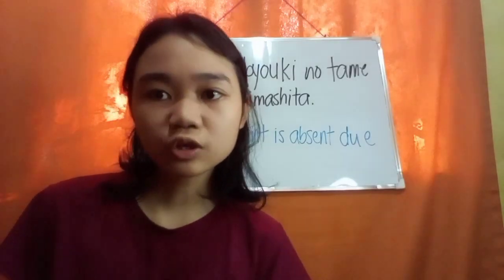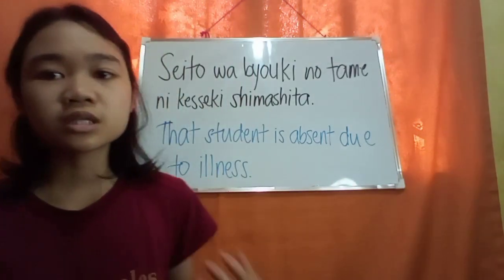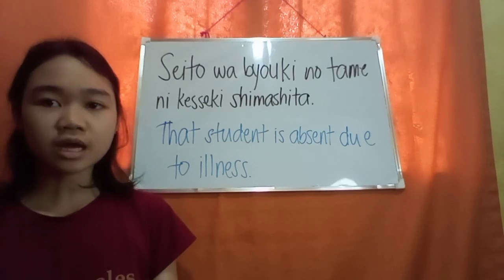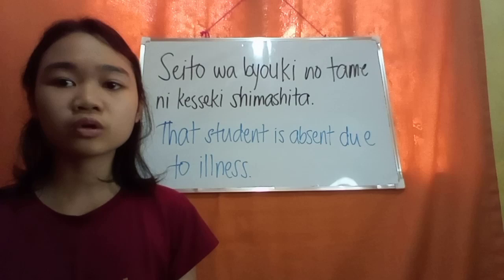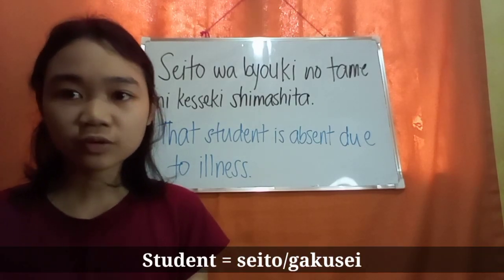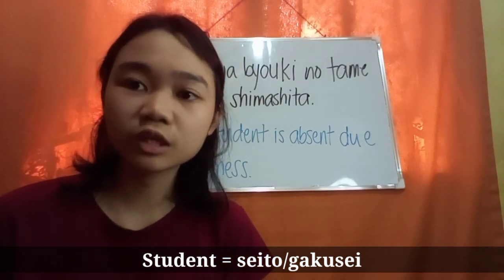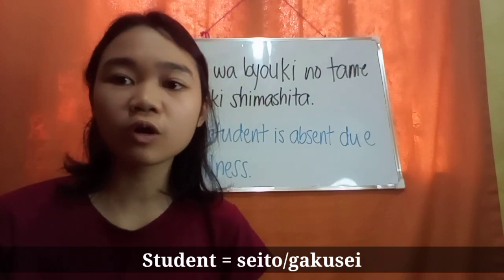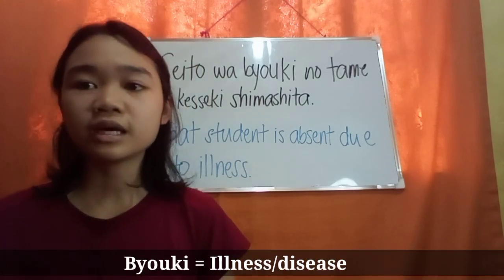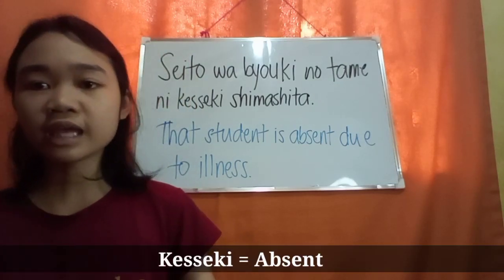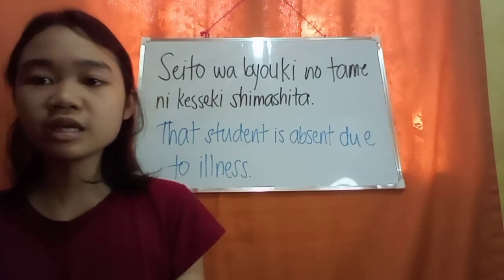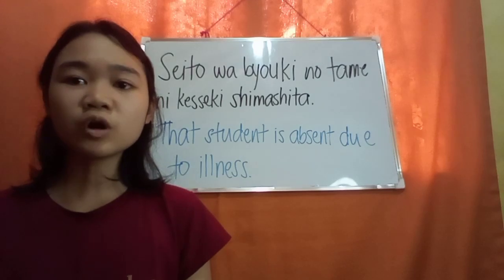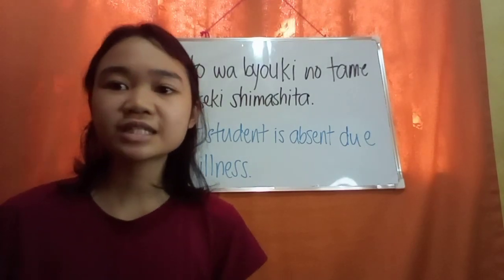Another thing: if a student has an illness, he or she, or her friend, can say this. 生徒は病気のために欠席しました。 That student is absent due to illness. Student is 生徒 or 学生, just like I said earlier. 病気 is illness or disease, 欠席 is absent, しました is was. 生徒は病気のために欠席しました。 So, that's how we say it in Japanese.